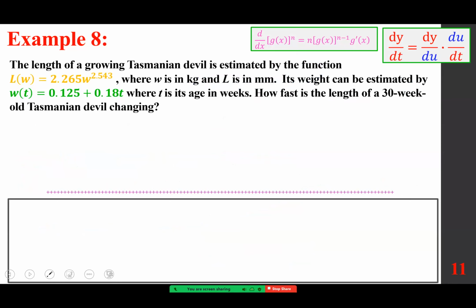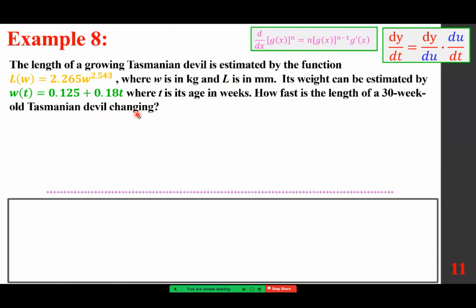Anybody wants to read this question? The length of a growing Tasmanian devil is estimated by the function L(W) equals 2.265 W to the 2.543rd power, where W is in kilograms and L is in millimeters. Its weight can be estimated by W(t) equals 0.125 plus 118 t, where t is its age in weeks. How fast is the length of a 30-week-old Tasmanian devil changing?